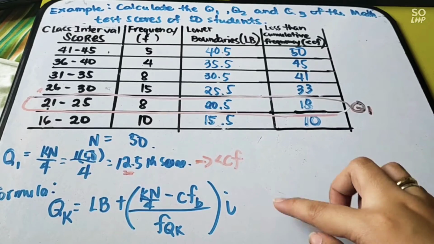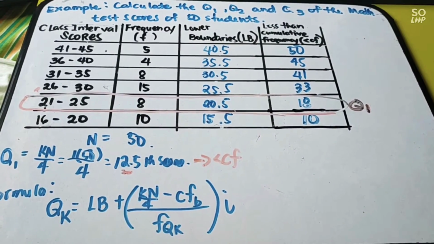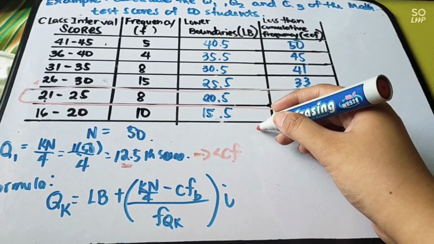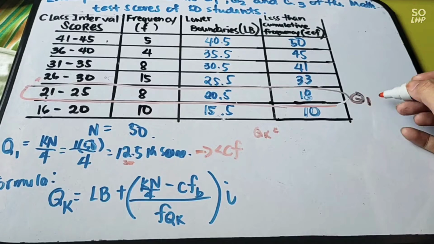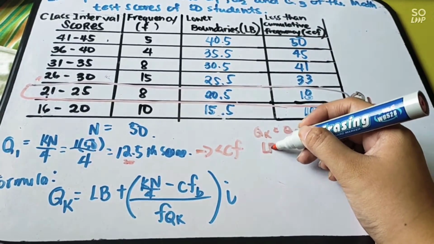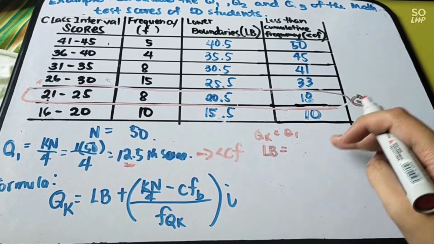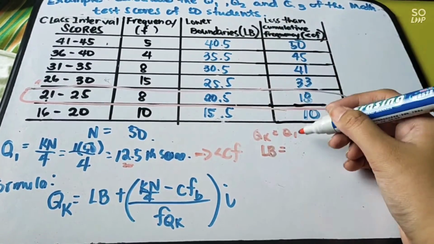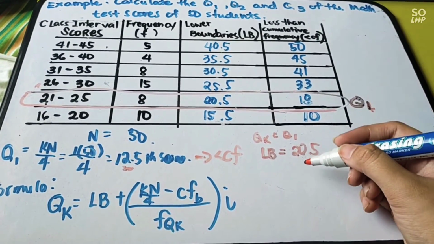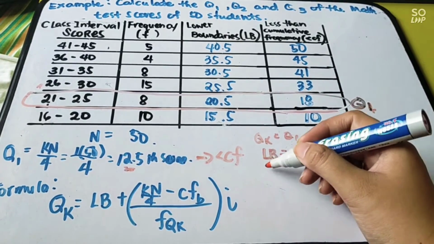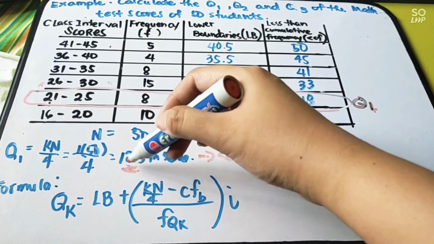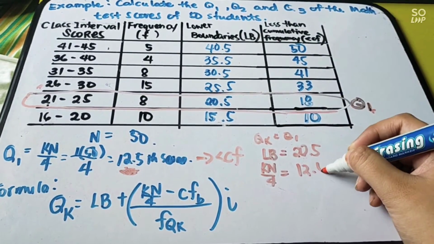So, here's our formula. Sinulat ko na siya dyan para madali nating makuha. First, let us have your K. Ang Q of K natin ay ito, that is quartile 1. Then, ang LB natin, we have the lower boundaries of your quartile 1. We have here 20.5. Yan yung lower class boundaries niya ni quartile 1. Next tayo, we have here the kn over 4. Kinuha na natin to kanina. We have here 12.5.